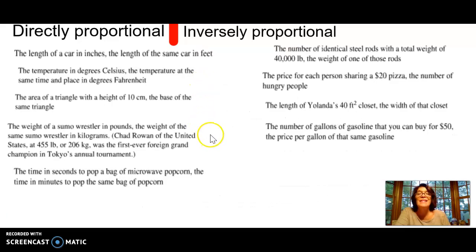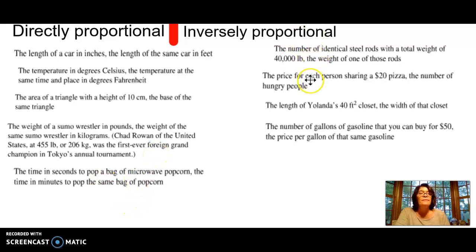Okay, hopefully you got this. The length of the car in inches and the length of the same car in feet: as the length in inches goes up, so does the feet. As the temperature goes up in Celsius, it goes up in Fahrenheit. The area, as long as the height is just 10, let's say, then as the area goes up, the base must be going up. Pounds or kilograms: as the weight goes up, so does the kilogram weight. And the time in seconds or the time in minutes, always going up.